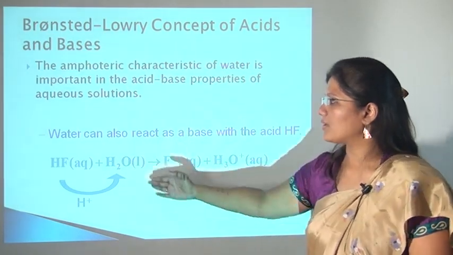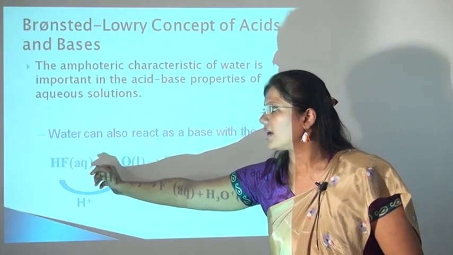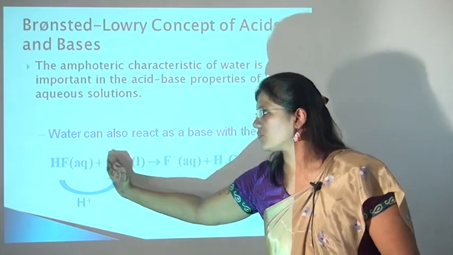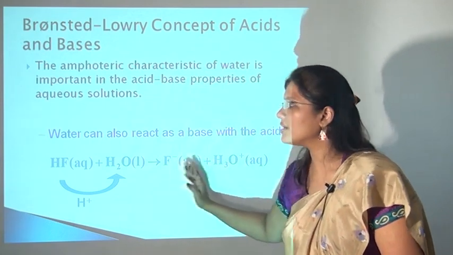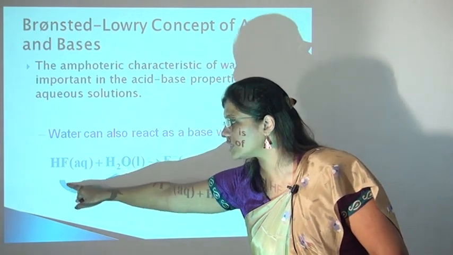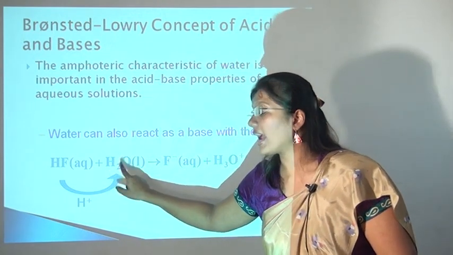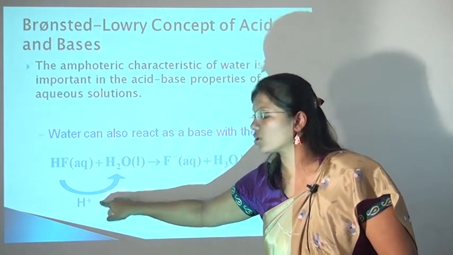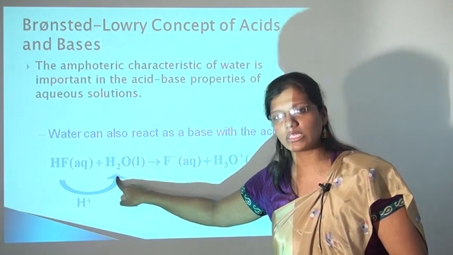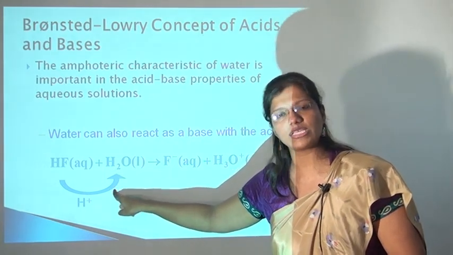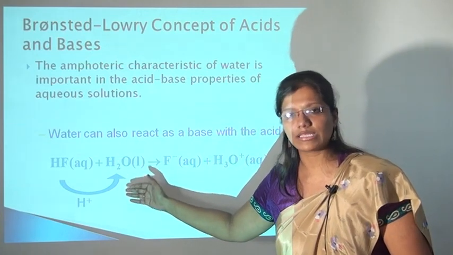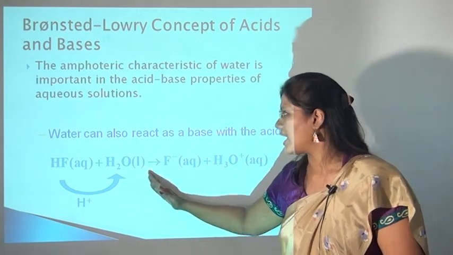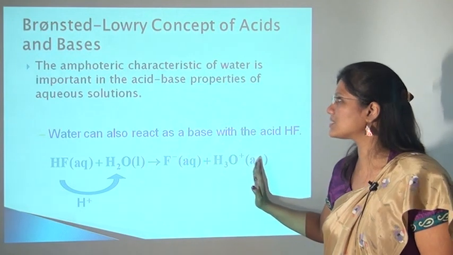Now next, when water reacts with HF, HF plus H2O, it gives you F minus plus H3O plus. Here you can see that HF will donate its proton to H2O, and water is accepting one proton, therefore it becomes a base. In the above reaction it behaves as an acid because it donates its proton, and it forms F minus plus H3O plus.